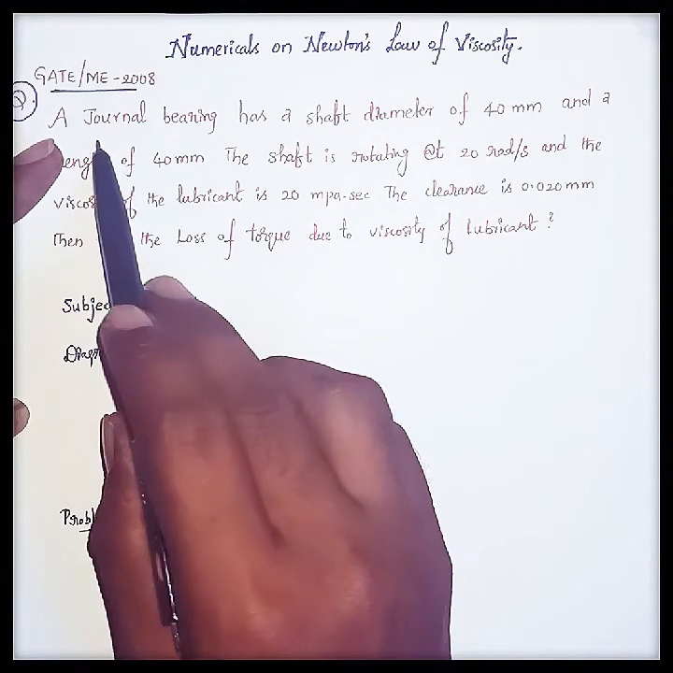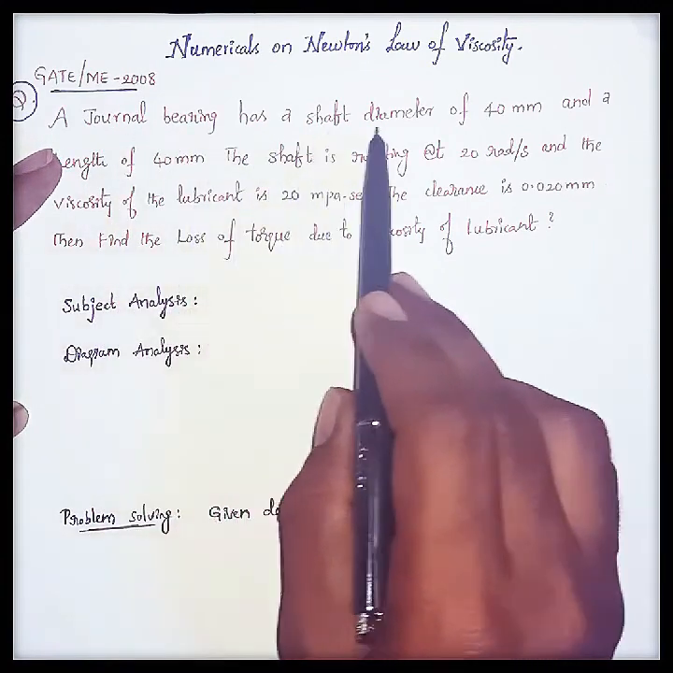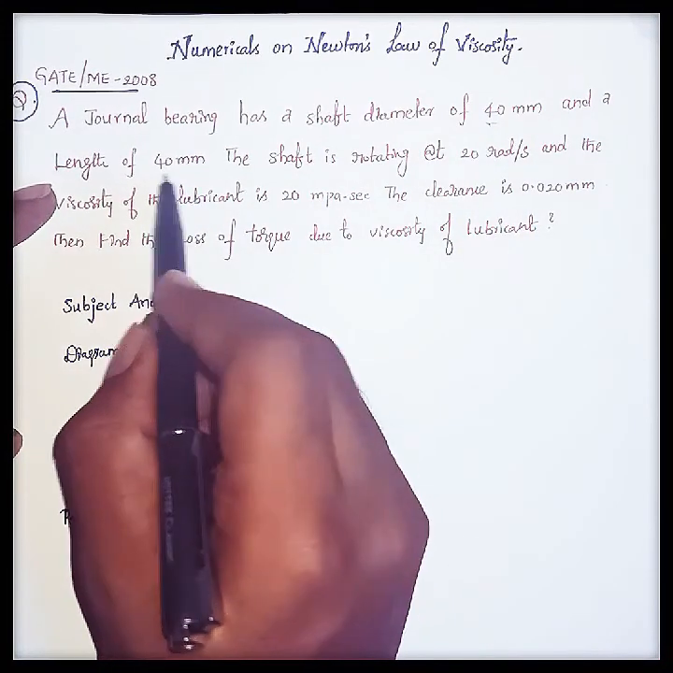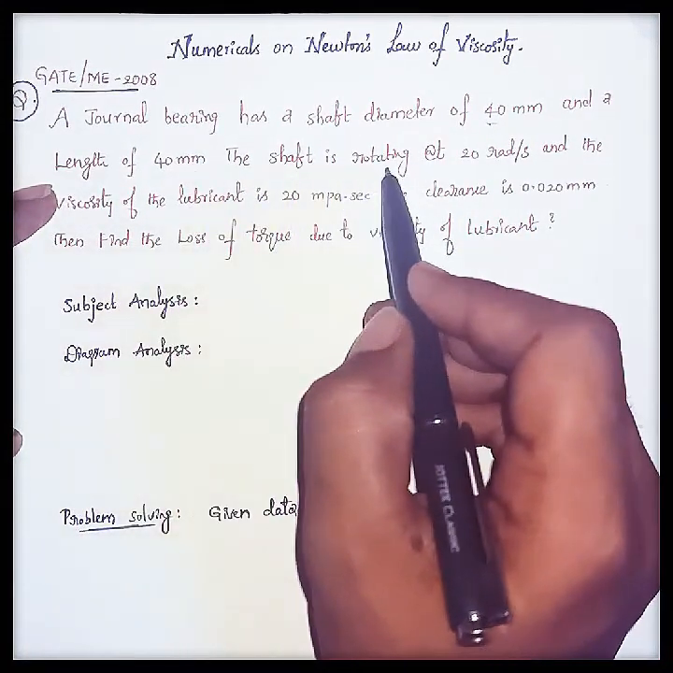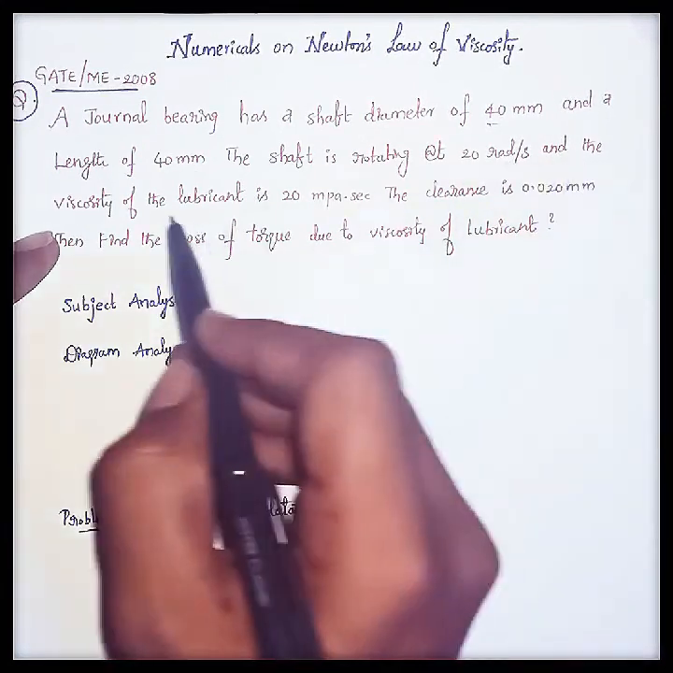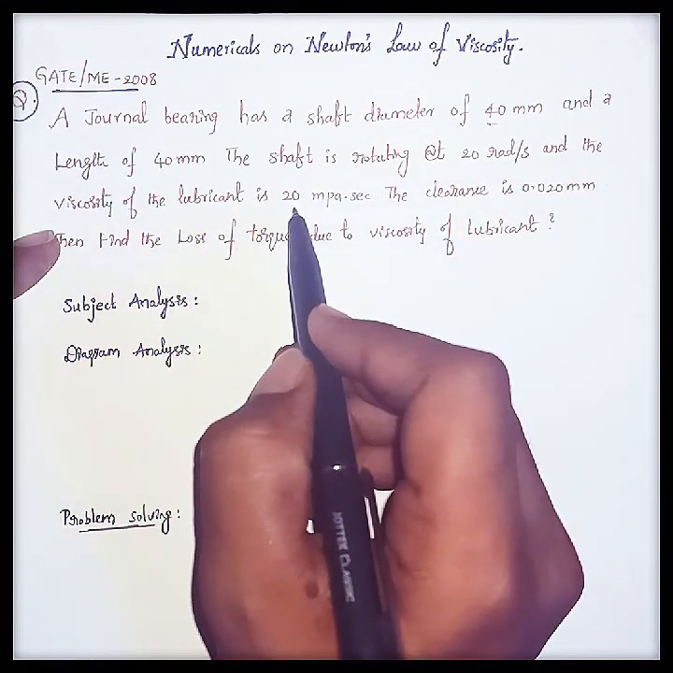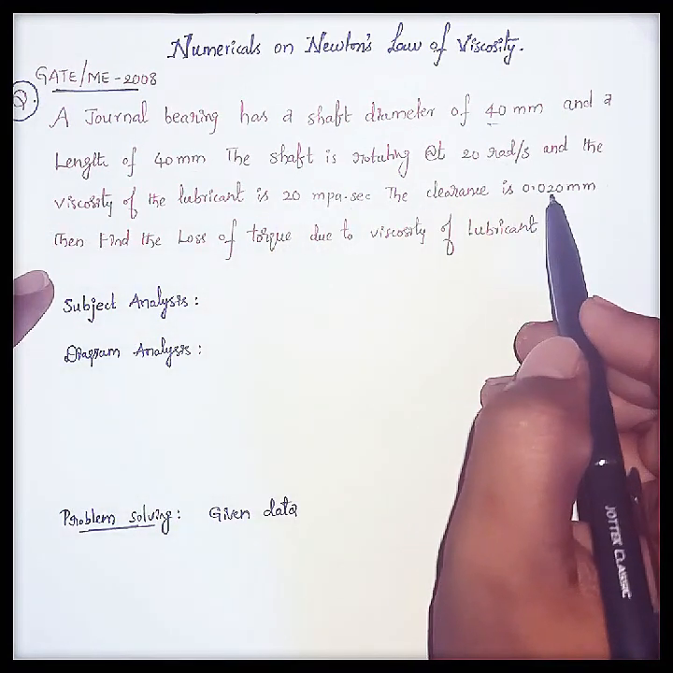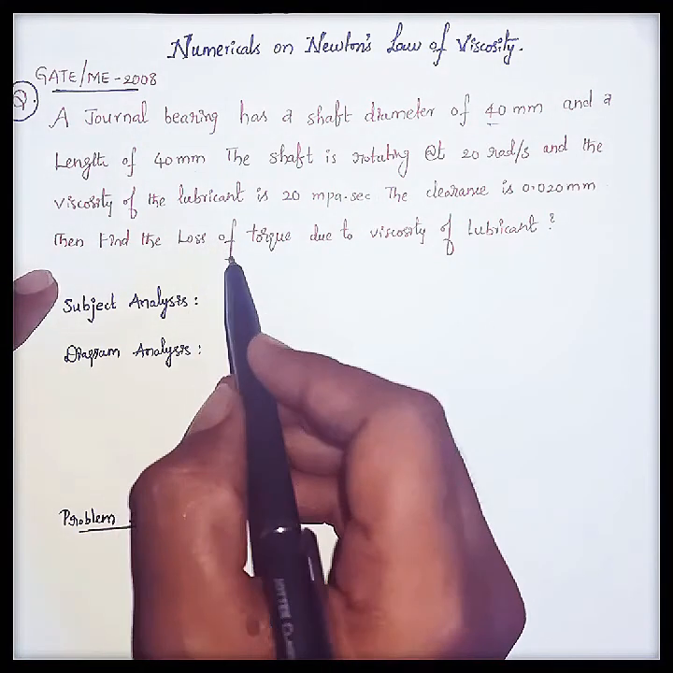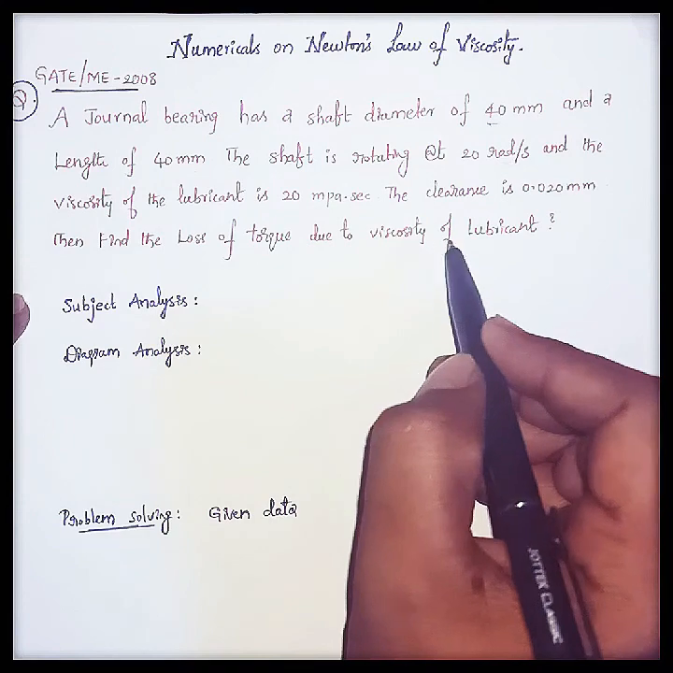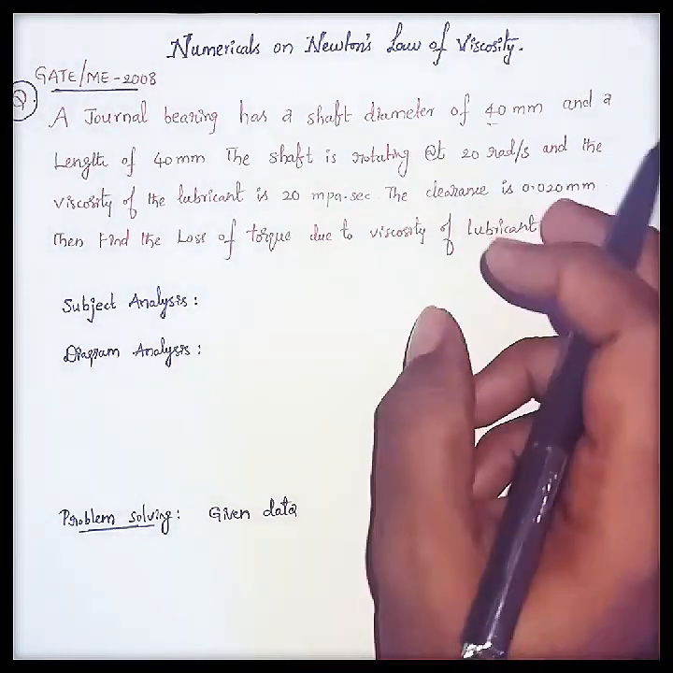The question is, a journal bearing has a shaft diameter of 40 mm and the length is 40 mm. The shaft is rotating at 20 radians per second, that is angular velocity, and the viscosity of the lubricant is 20 millipascal second. And the clearance is 0.02 mm. Then find the loss of torque due to the viscosity of the lubricant. This is the question.